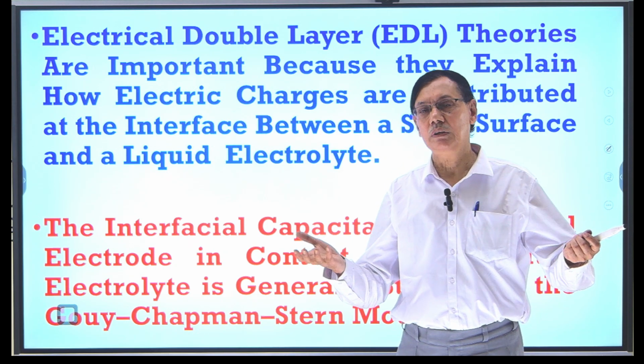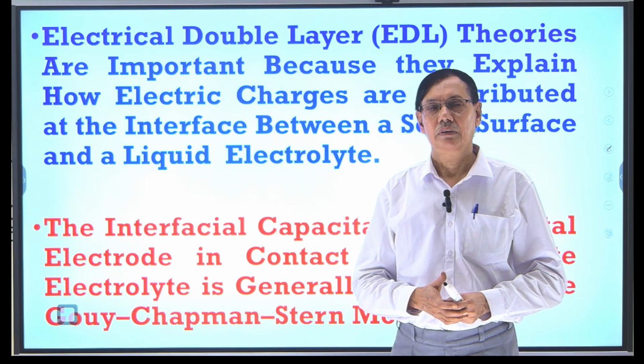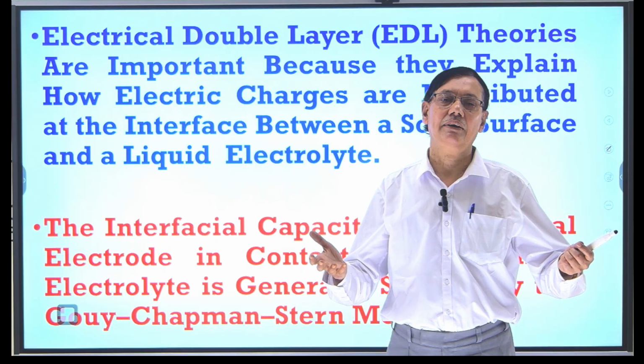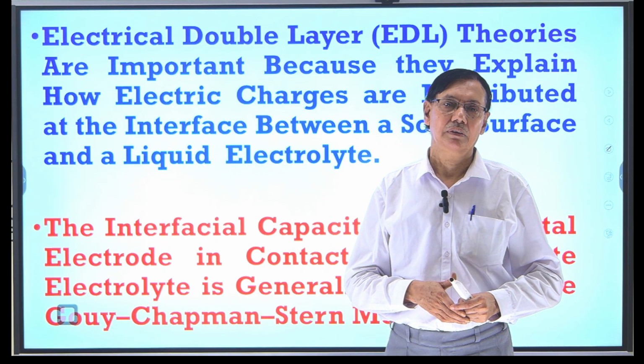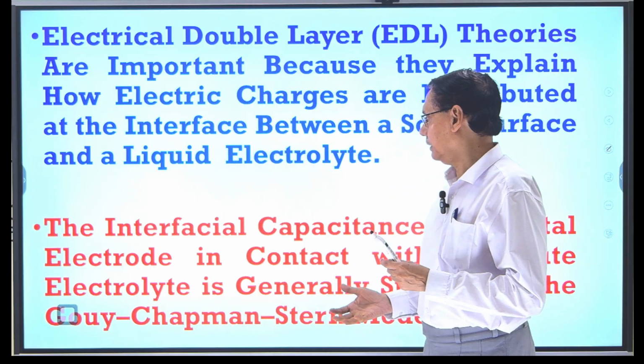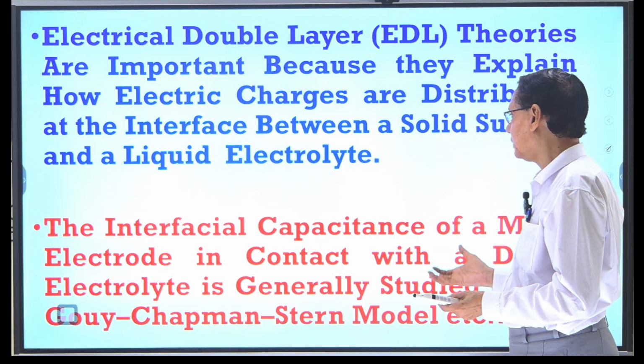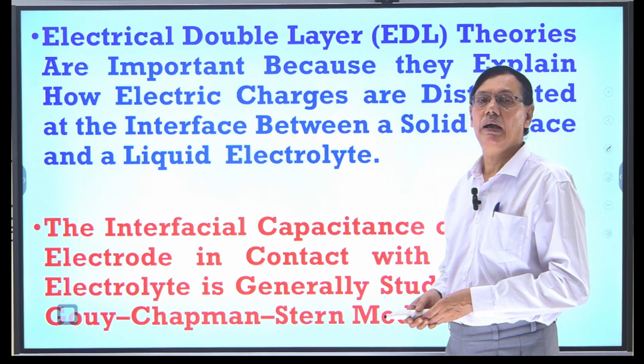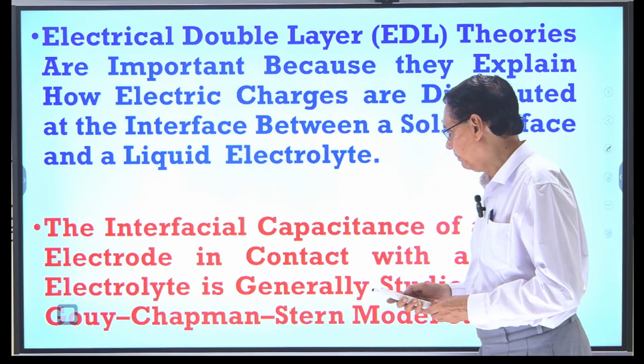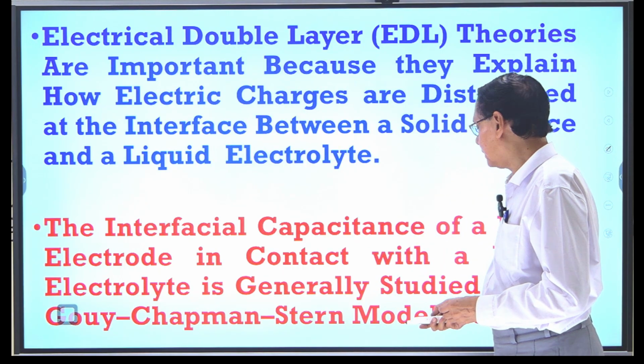So what are these theories? Theories are nothing, just the determination of that capacitance and that charge distribution between that metal electrode and that electrolyte. And that can be studied with the help of Gouy, Chapman and Stern.